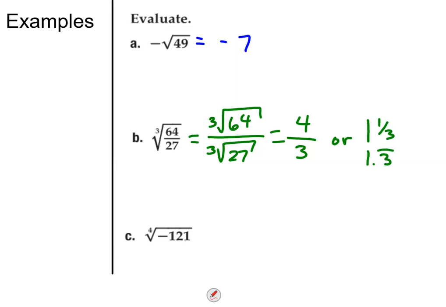And then finally here we have negative 121. We want to know the root of that. 121, hopefully you know, is 11 squared, but 11 doesn't help us out because we're taking the fourth root, and we're taking the fourth root of a negative, and that is not possible. So this doesn't exist, or it's a non-real number.